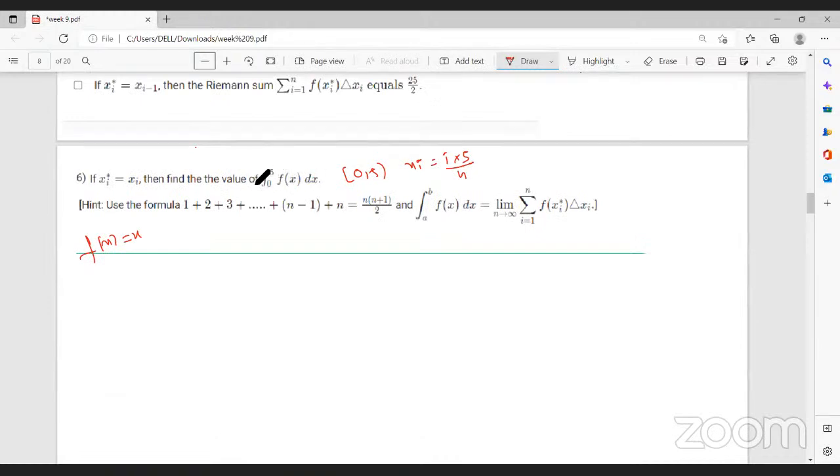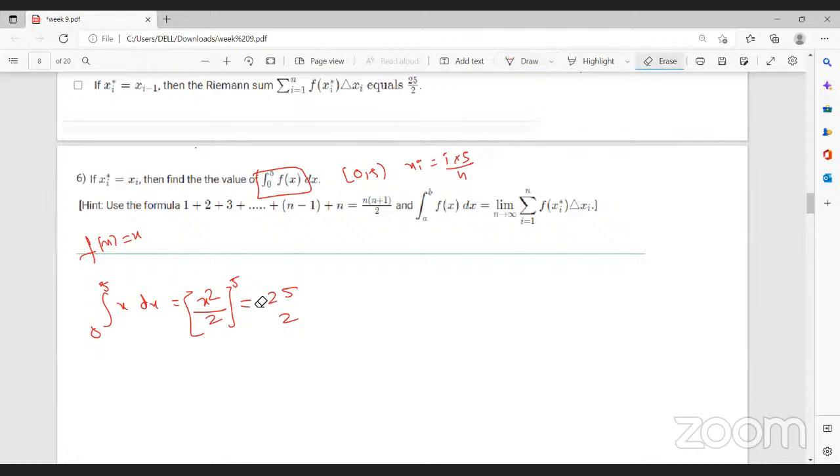At first we'll simply calculate this integral, from 0 to 5. What is f of x? That is x here, right? Yes. The integral of x dx. So what will be the value? x square by 2, and if I put 0 and 5 here, that will be 25 by 2, right? Yes, sir. The value of this particular function, f of x equal to x, from the interval 0 to 5, the area will be 25 by 2. So let us note this down. Now we'll solve this question by Riemann sum. So our answer should be 25 by 2, right?